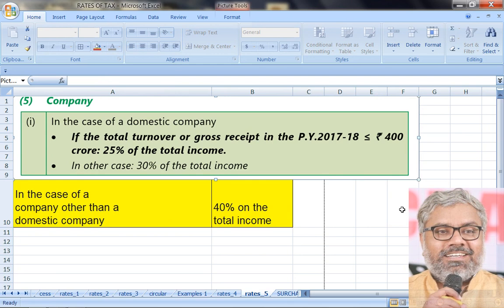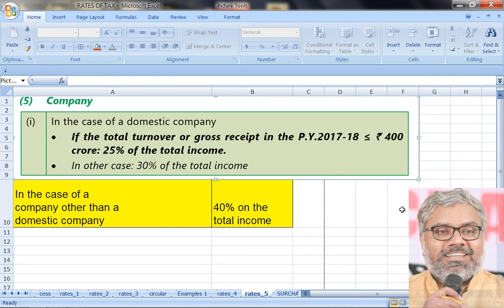What is the condition? If the total turnover or gross receipts in the year 2017-18 does not exceed 400 crores, then the rate applicable on the domestic company is 25% of total income. Once again, no slabs. For companies also no slabs. There are only two tax rates. Any company will fall in only one category. One company cannot be both. First of all, a company could be a domestic company or a foreign company. If it is a domestic company, it might have a turnover of less than or equal to 400 crores in the year 2017-18, in which case the tax rate applicable is 25%.